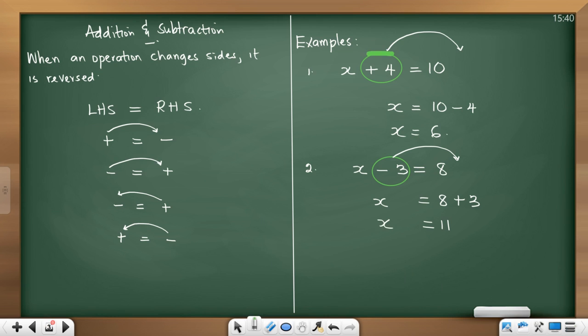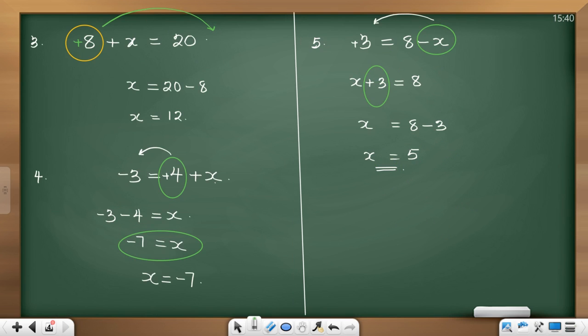Let's go over example number 1. Positive 4 here. We move it over and reverse it. Once you cross this, you must reverse. Negative 4. Done. Same thing here. It's negative 3. Once it crosses over the equal sign, it must be reversed. Positive 3, and that gives us 11. Number 3, we keep the x because it's positive. I have 8 here, positive 8, and move it over, it becomes a negative, and we're done.